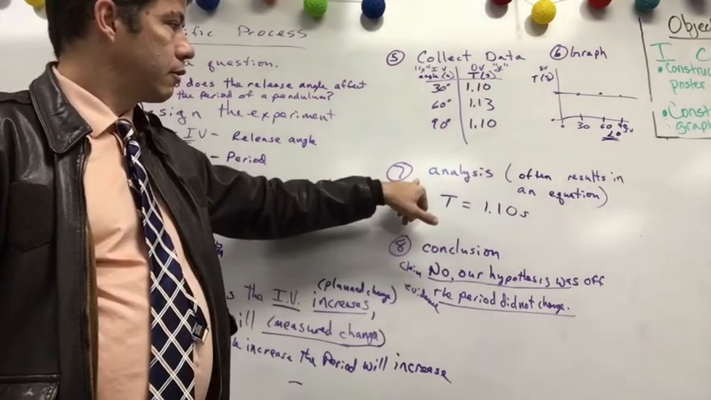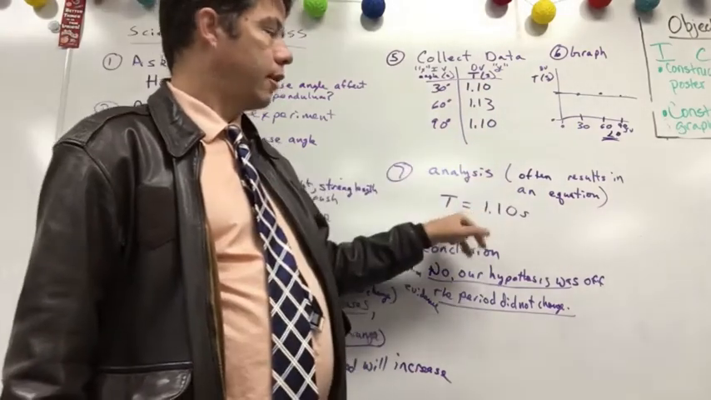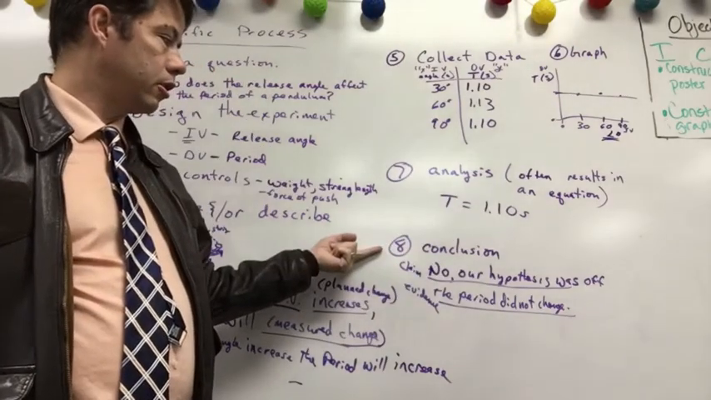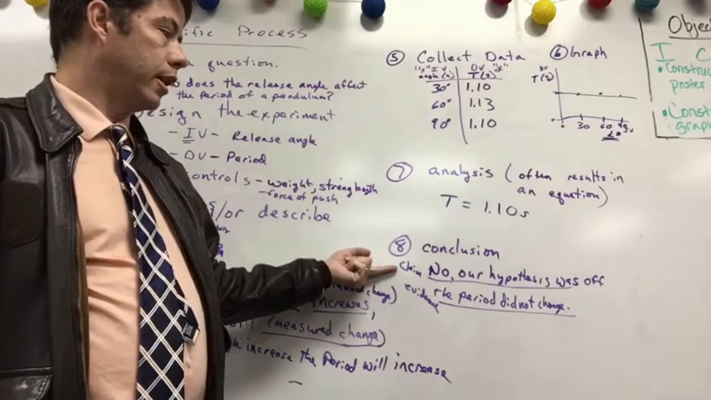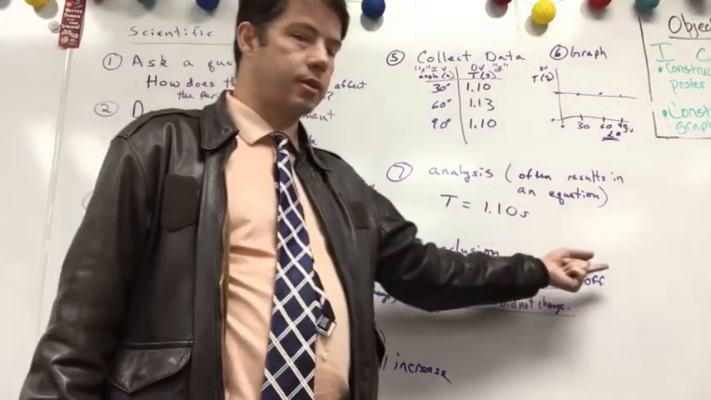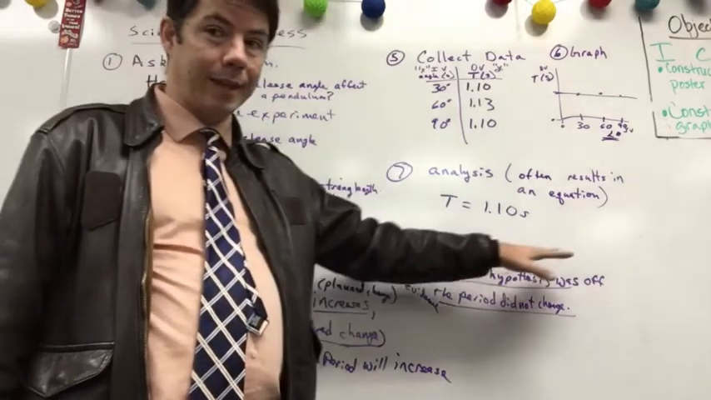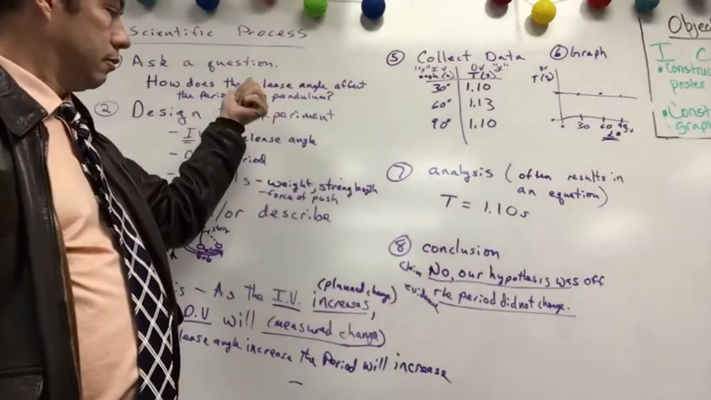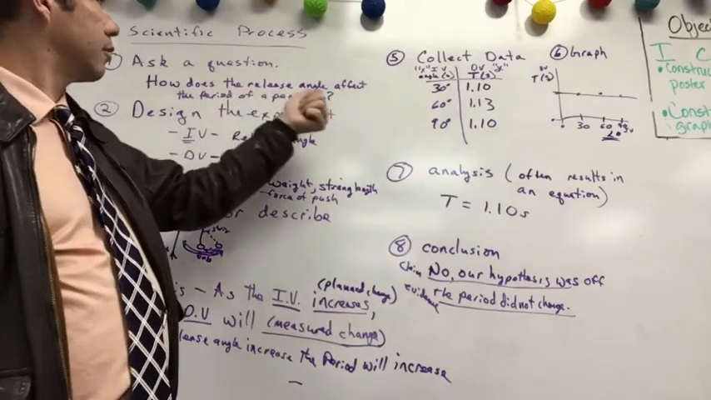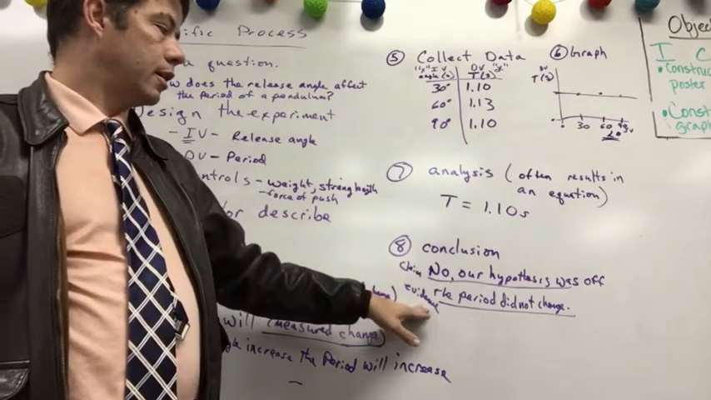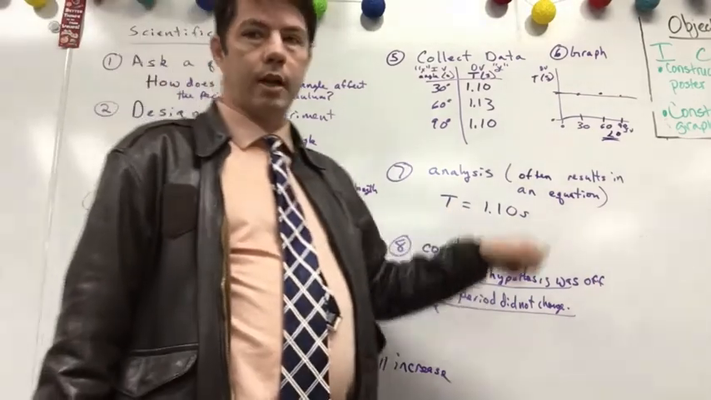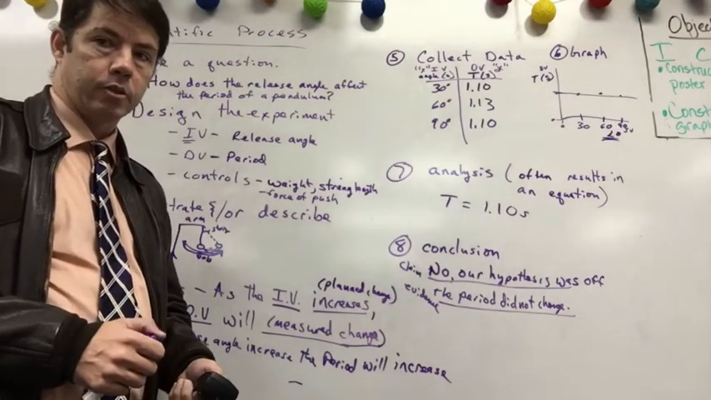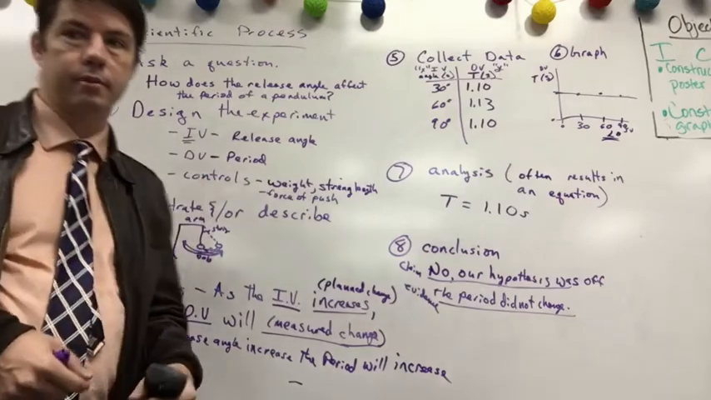We're going to collect data in a data table: independent variable, dependent variable, planned, measured. Then we're going to analyze it. It often results in an equation, which in this case is a constant, and then our conclusion. We make a claim, yes or no, our hypothesis was off. It doesn't have to be exactly like that. It can basically answer this question: no, the release angle does not affect the period of a pendulum. Why? Evidence: the period was constant at 1.10 seconds in our experiment. Okay? So that is the scientific process in a nutshell.